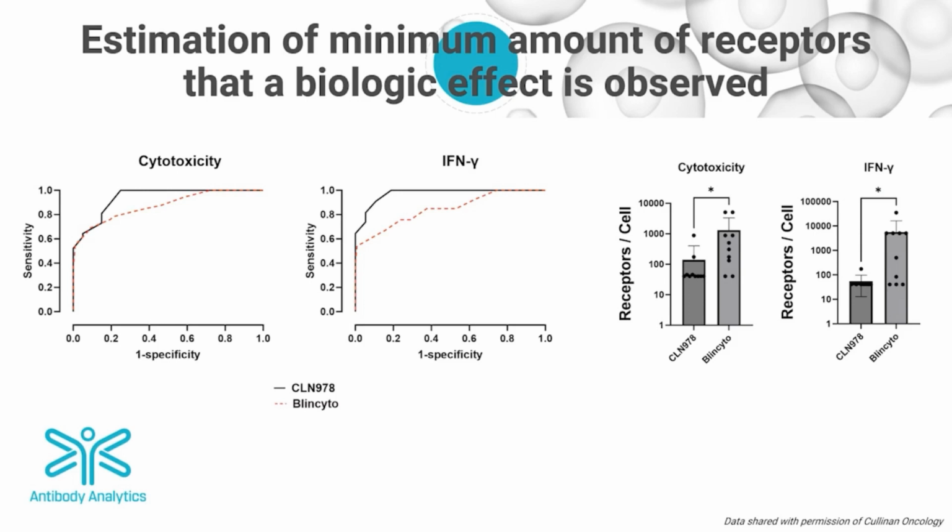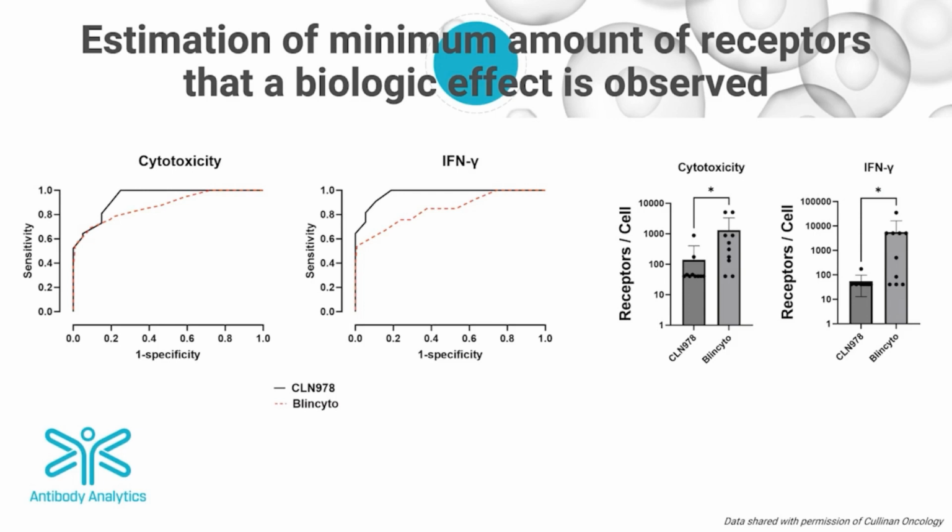However, it can also be used to define a threshold above which something is considered true. In this case, we used it to define the threshold of receptor activation, employing cytotoxicity or interferon gamma production as the readouts, and then compared CLN-978, shown in grey, against Blincyto, shown in the red dotted line. We then used a statistical technique called Youden's J index, or Youden's J threshold, to define a threshold of activation. This corresponds to the point on the ROC curve that maximizes the difference between the true positive and the false positive rates.